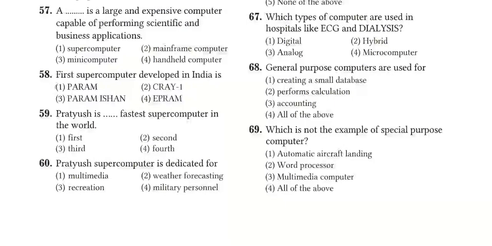The 58th question is the first computer developed in India. The first supercomputer developed in India is Pratyush. Pratyush is the fourth fastest computer in the world. Pratyush computer is dedicated to weather forecasting.